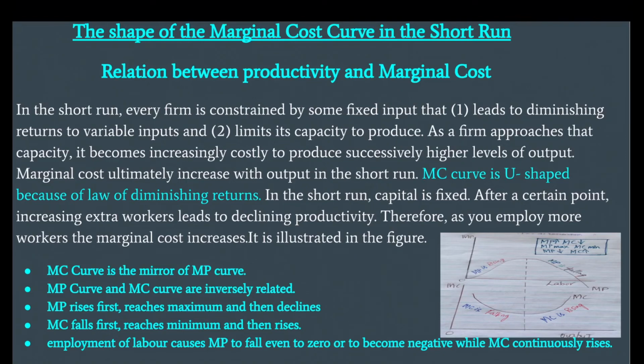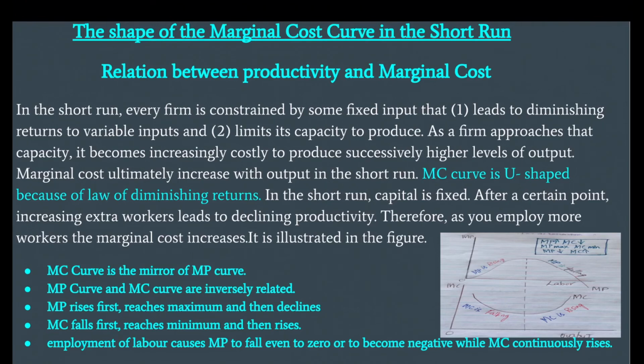In the short run, every firm is constrained by some fixed input that leads to diminishing returns to variable inputs and limits its capacity to produce. As a firm approaches that capacity, it becomes increasingly costly to produce at successively higher levels of output. Marginal cost ultimately increases with output in the short run. The MC curve is U-shaped because of the law of diminishing returns.